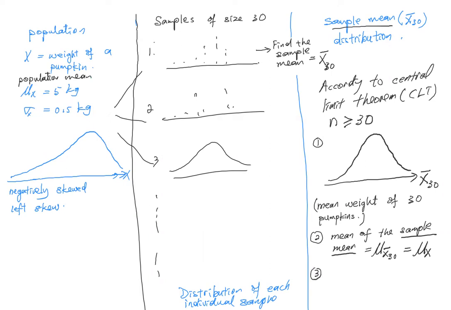Third. What do you think about the variation of all these means? Will their variation be big or small compared to the variation of the weight of an individual pumpkin? The mean weight of 30 pumpkins, will its variation be bigger or smaller than the weight of an individual pumpkin? Can someone answer me? Bigger? Why do you say bigger? I'm talking about the standard deviation. You say it's bigger than the variation of an individual pumpkin.